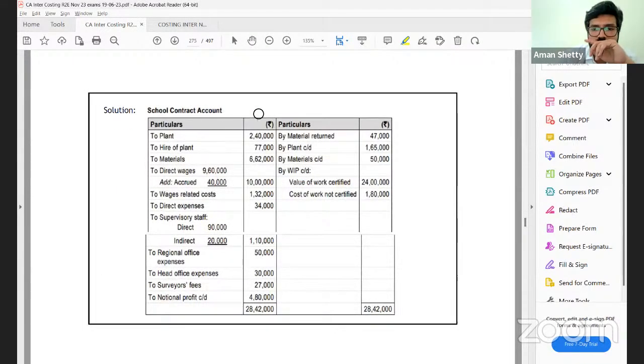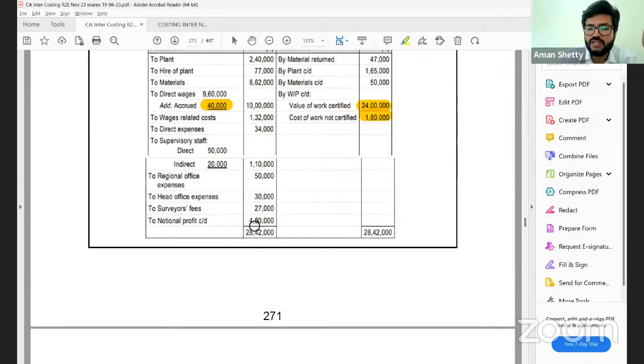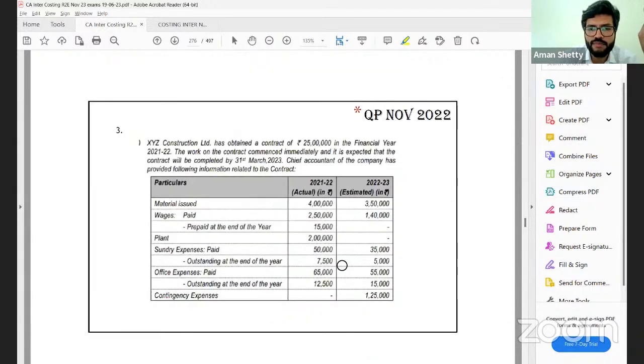Now, the contract account. You see 24 lakh and 1,80,000: work certified, work uncertified. Next, whatever material returned, plant carried down, materials, all this is given in the question. Then to plant account, to hire, then to materials. Here, accrued you should add, 40,000 adjustment was there. Wages related cost, direct expense, all of this is directly given in the question. Just prepare the contract account and then you'll get the notional profit. This is the format, I hope you remember.